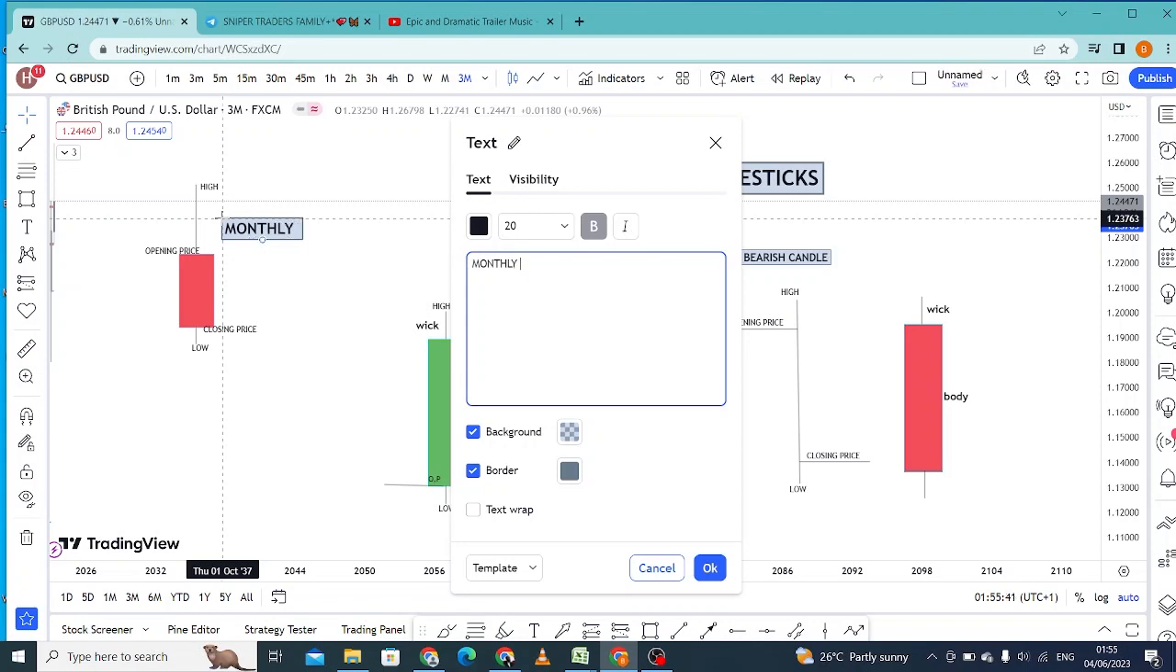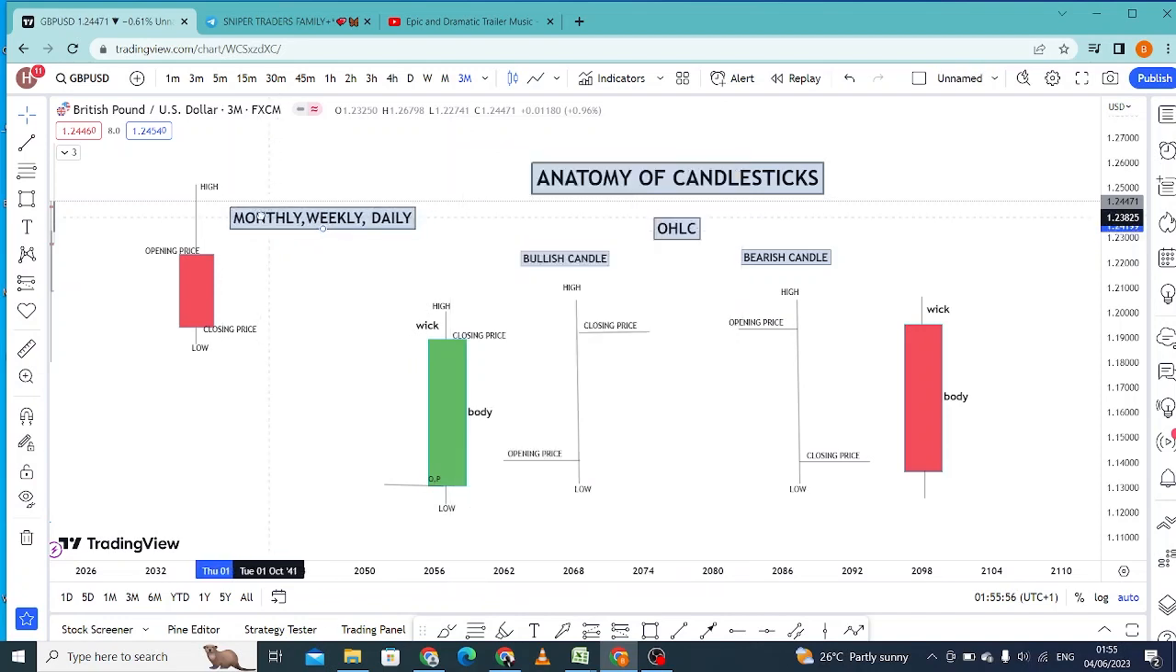So this candle can be a candle on the monthly, or weekly, or daily, and they form the same way. Their transition and their formation are the same.